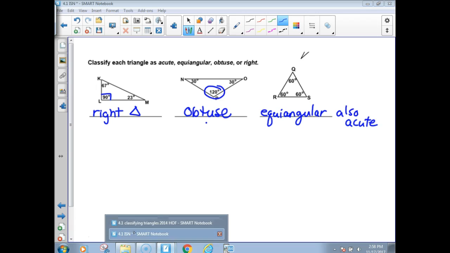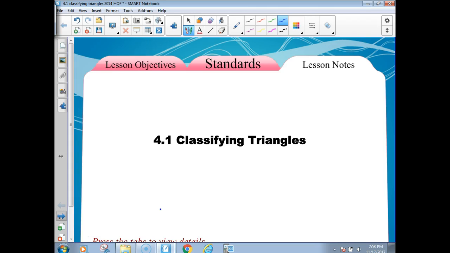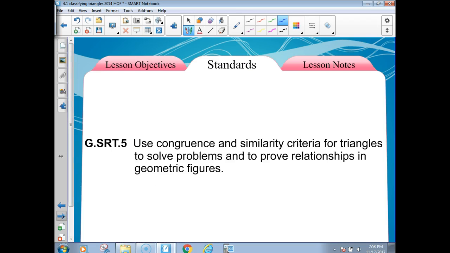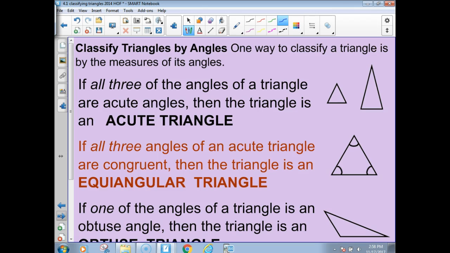Now we're going to go over to our 4.1 packet on classifying triangles. After this lesson, you should be able to classify triangles by both sides and angles and use this knowledge to find missing parts of the triangle. This is just a summary of what we already went over.